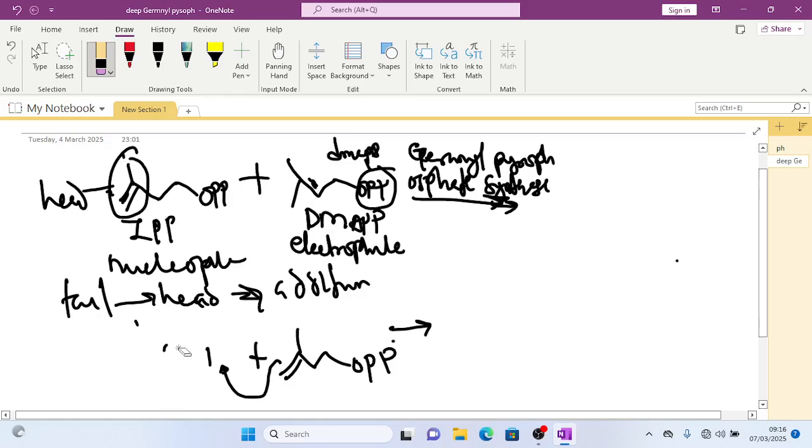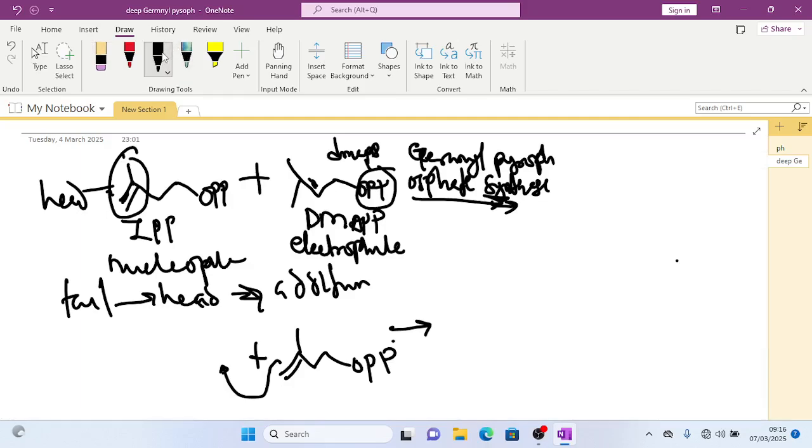Okay, let me withdraw this. Now I see the error. So, the structure of our dimethyl allyl electrophile is supposed to be like this. One, two, three, 4, and then 5. And then this is the positive charge here.